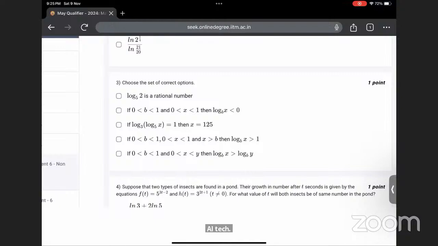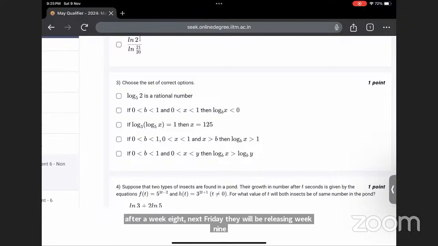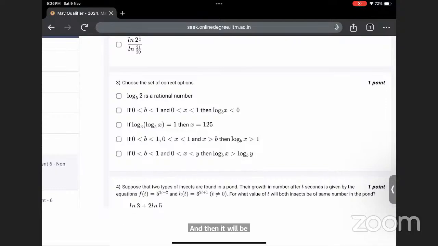I have a question. Now that they have released week 8, invariably next Friday they will be releasing week 9, and then week 10 also. Now in quiz 2, you have up to week 8, from week 5 to 8. But weekly they'll release. That is not a big deal, right? That will be there in your playlist. They'll just release weekly.